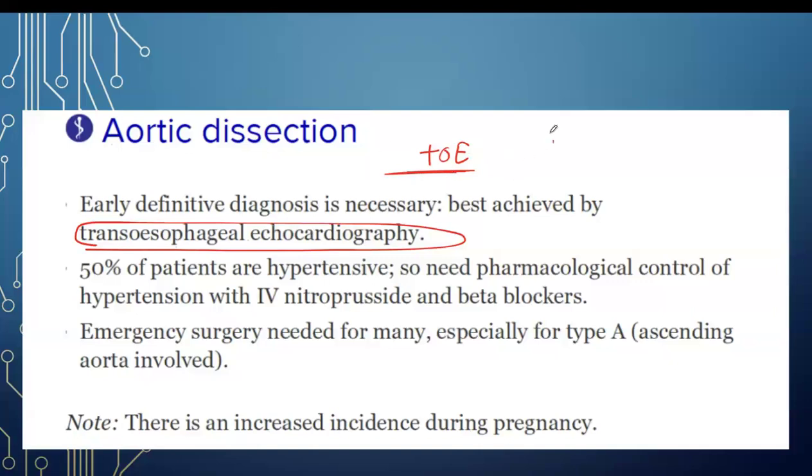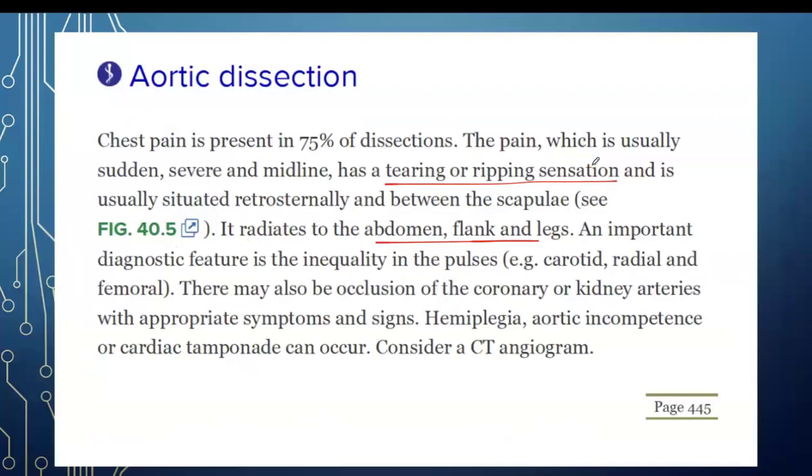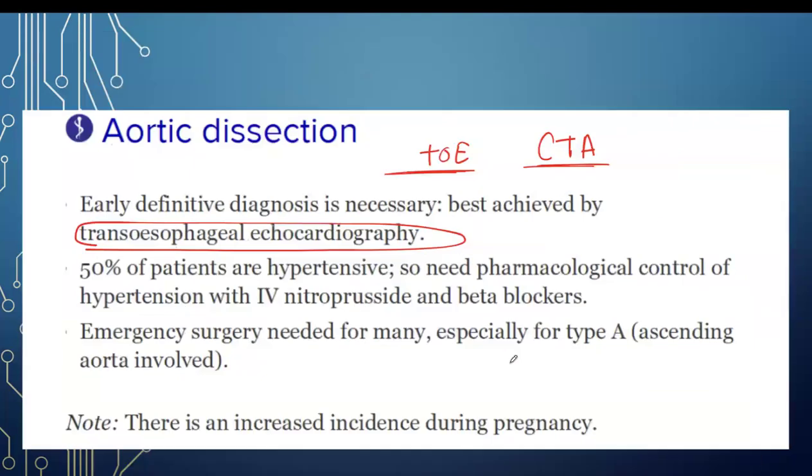So what else can we do is a CT angiogram. A CT angiogram will be able to confirm whether it is an aortic dissection or not. But for exam purposes, if the exam gives you a scenario of aortic dissection and asks for the best or definitive investigation, then you would do a transesophageal echocardiogram. So how do we treat aortic dissection?